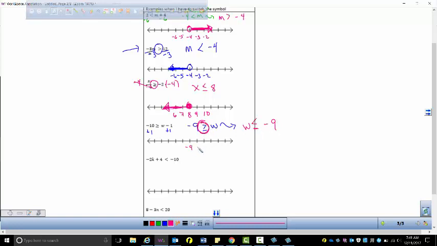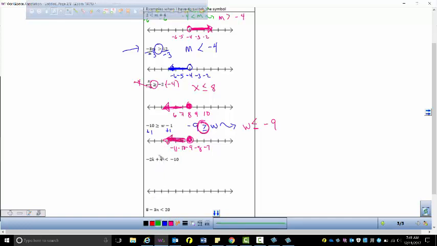So I have negative 9, negative 8, negative 7, negative 10, and negative 11. So at negative 9, I put my circle. It's going to be colored in, and it's going to go to the left because it's less than or equal.